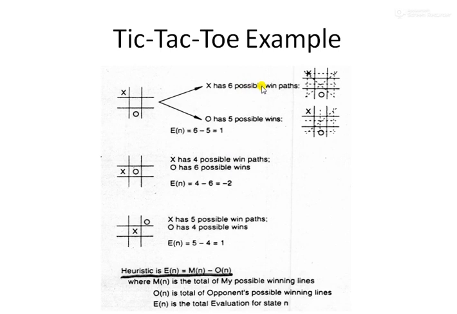So x has 6 possible moves. x can go here, x can be here, here also, here, and here. So 6 possible moves are possible for max or for x, and 5 possible moves are possible for putting zeros here. So the evaluation function will be 6 minus 5, which is 1. Similarly, two other examples are shown here for understanding the evaluation function.